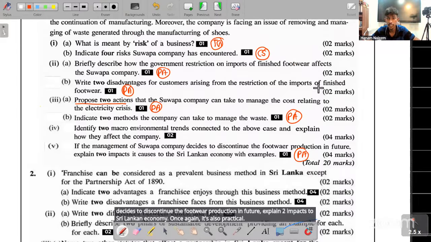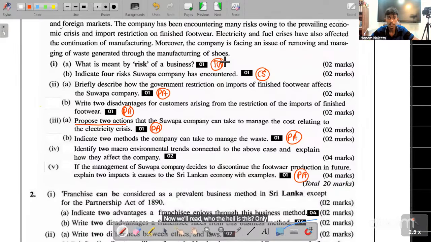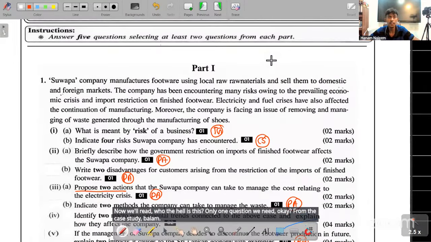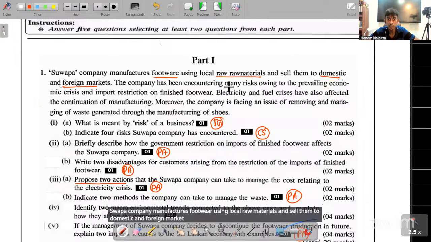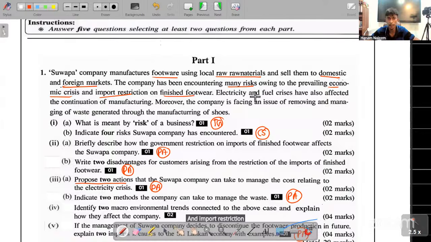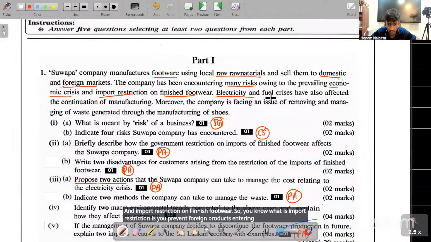Now we'll read who this Suapa is. Only one question we need, from the case study. Suapa company manufactures footwear using local raw materials and sells them to domestic and foreign markets. The company has been encountering many risks, for example, owing to the prevailing economic crisis and import restriction on finished footwear. Do you know what import restriction is? You prevent foreign products from entering our country. Electricity and fuel crisis also have affected the continuation of manufacturing. Moreover, the company is facing an issue of removing and managing the waste generated through the manufacturing of shoes. Okay, fine.